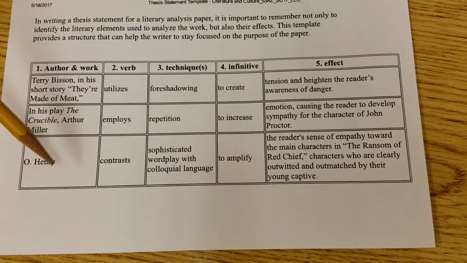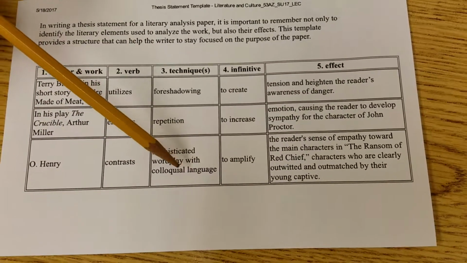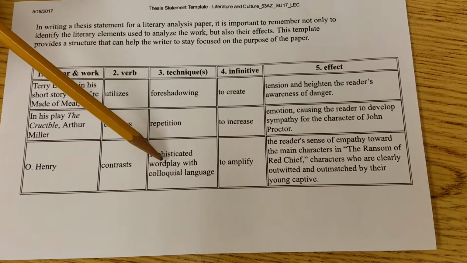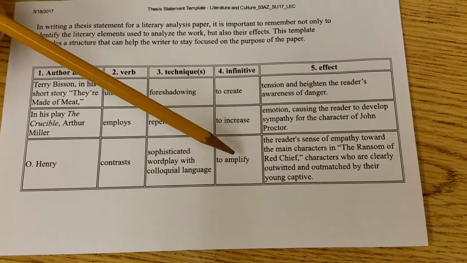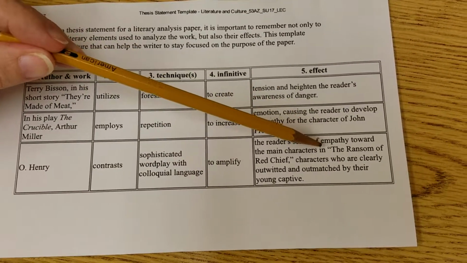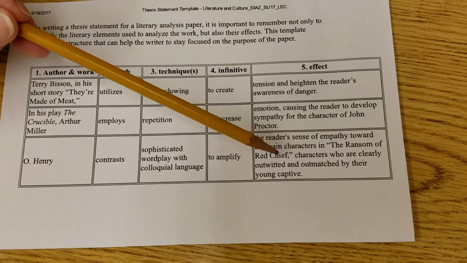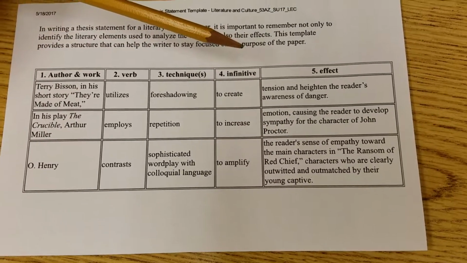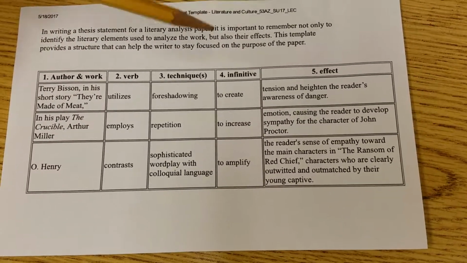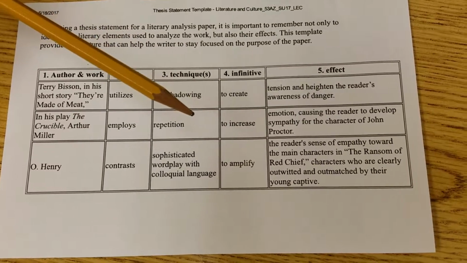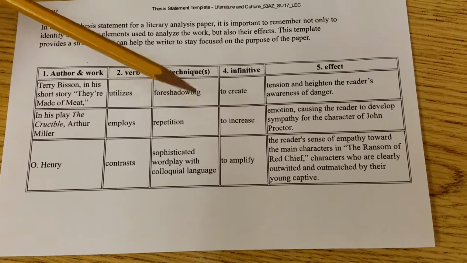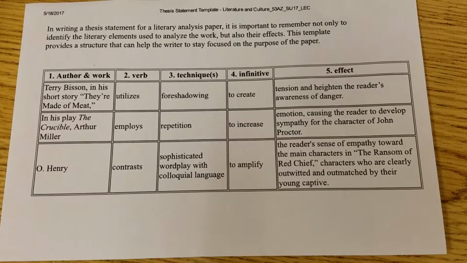Or maybe this one, O. Henry contrasts street language with sophisticated wordplay to amplify empathy on the part of the reader toward the main characters. That is also something provable. You can point to specific quotes, and that is how you will back up this argument that you're going to write.